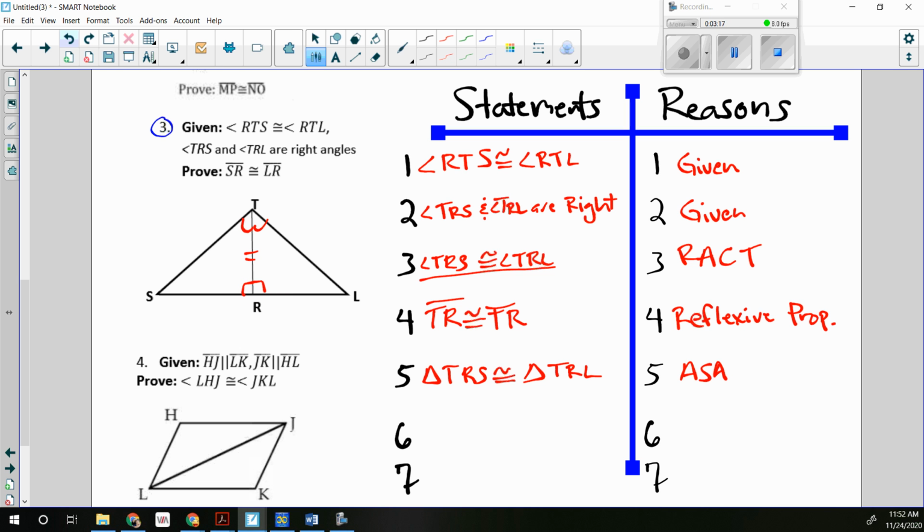All right, and then once we have that the two triangles are congruent, now we can put our proof statement, which is SR is congruent to LR, and of course our reason is CPCTC, corresponding parts of congruent triangles are congruent.